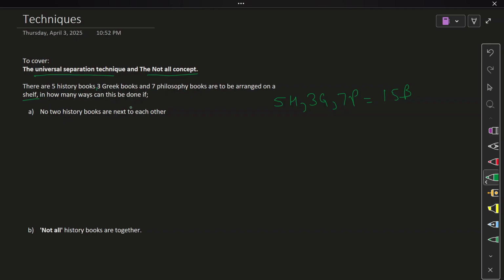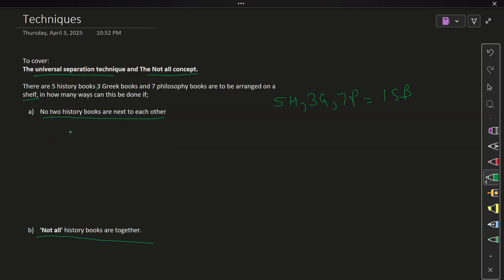Now, in how many ways can this be done if no two history books are next to each other? That's part A. Part B says not all history books are together. Sir, these are the same questions, aren't they? Sir, what are you talking about? These are the same questions. No, they are not. See, there is a very minute wordplay over here, a very beautiful wordplay by the examiner.